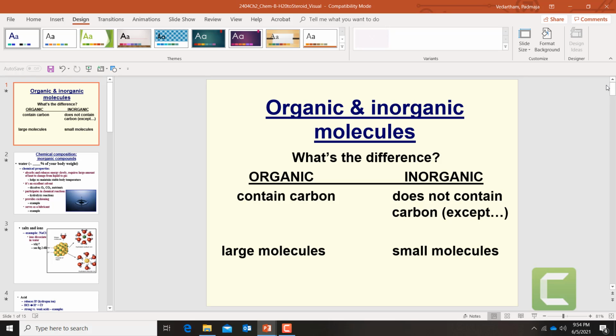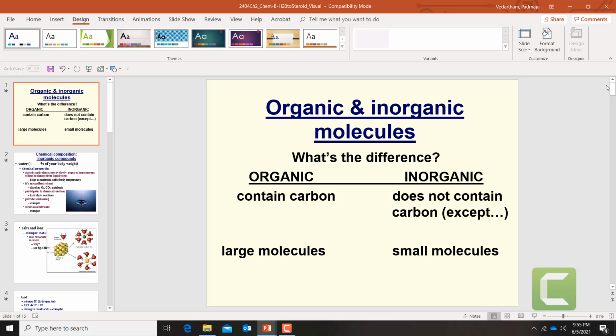Carbon dioxide sometimes is considered organic because it is the precursor, the molecule which is used by the plants to convert to glucose, which is an organic molecule. But carbon dioxide, which is made up of carbon and oxygen, is considered an inorganic compound or molecule. Most of the organic molecules are huge molecules.